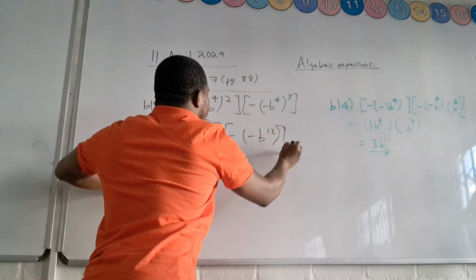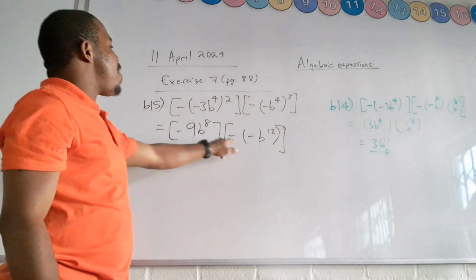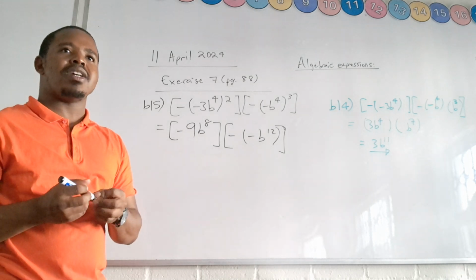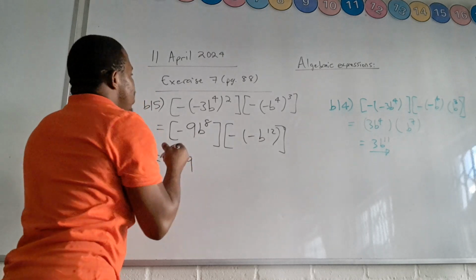So now I'm just going to go ahead and do the final answer. I have 3 negatives. An odd number of negative signs is always going to be negative. The final answer is going to be negative 9.